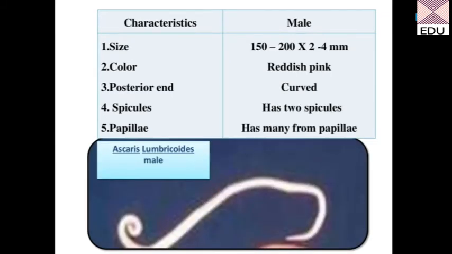Now if we see the male, it is 150 to 200 mm in length, also reddish pink, and the posterior end is curved. Now spicules are the genital spicules which are present in males only. These spicules help in the copulation process. When the sperm exchange takes place, the male uses these spicules to hold the female. Now the papillae are also present in the male and absent in the female. We'll see in the later slides what spicules are and how they are present, and what papillae are and what the arrangement of the papillae in the male is.